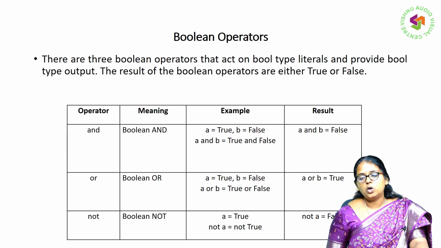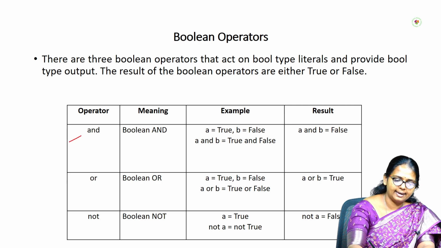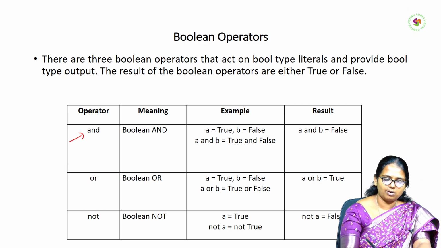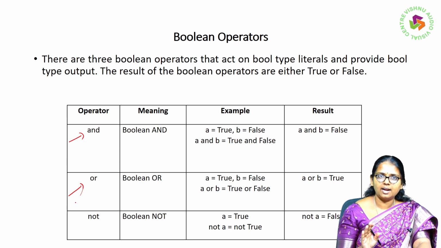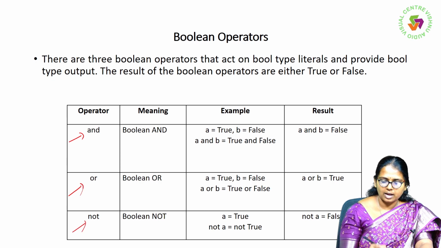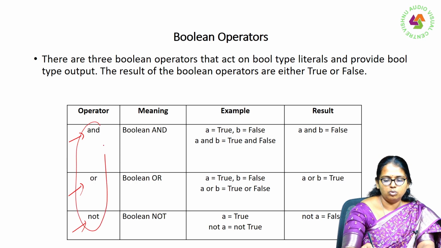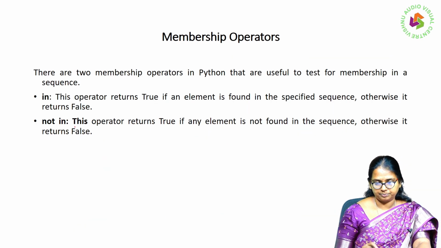Next, Boolean operators. You know Boolean operators mean true or false. Either it will return true or it will return false. That's why AND, OR always return either true or false. NOT also always returns either true or false. So these are known as the Boolean operators.